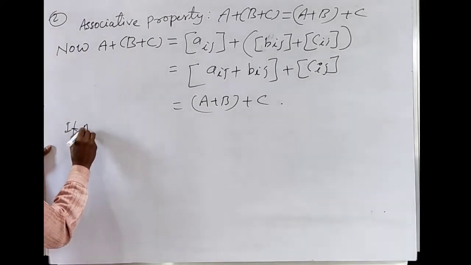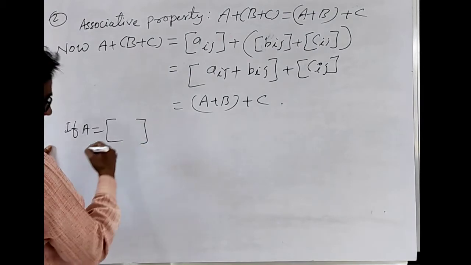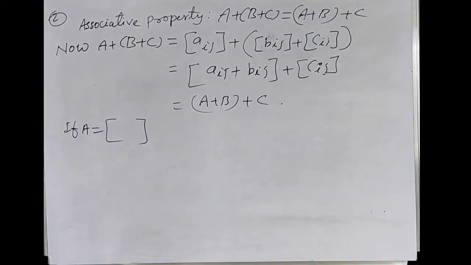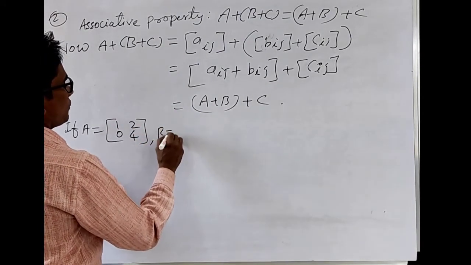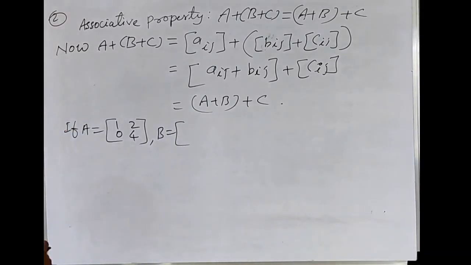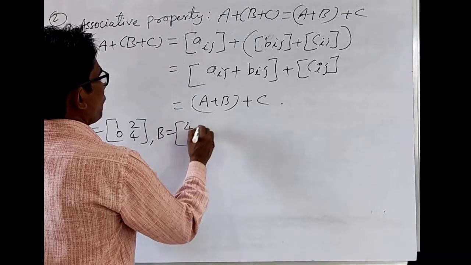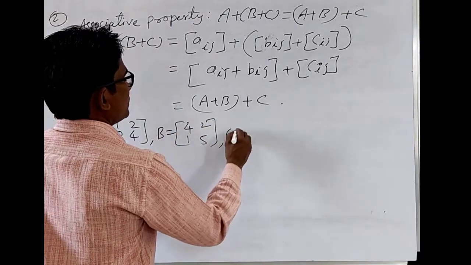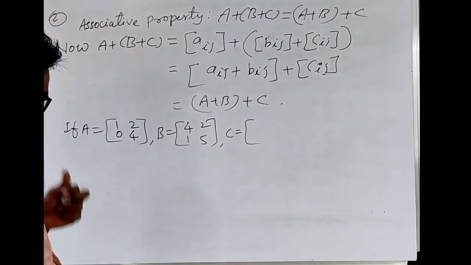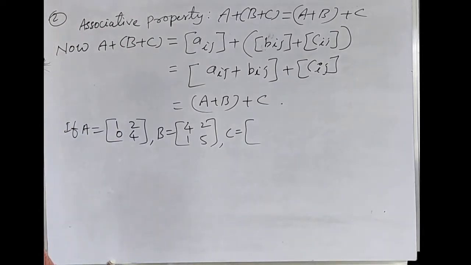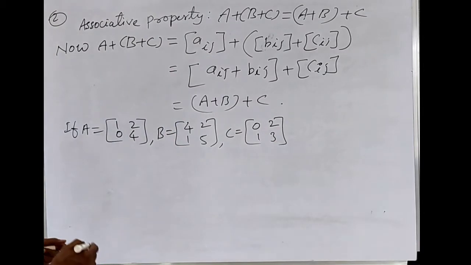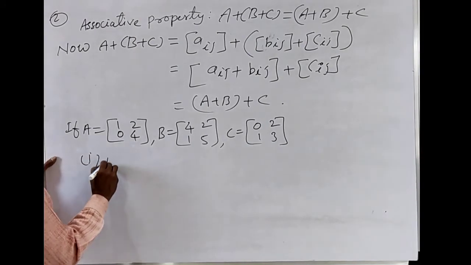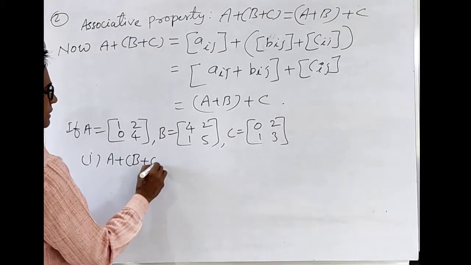If A is equal to [1, 2; 0, 4], B is equal to [4, 2; 1, 5], and C is equal to [0, 2; 1, 3], then let us verify the associative property of matrices under addition. So do first A plus (B plus C).